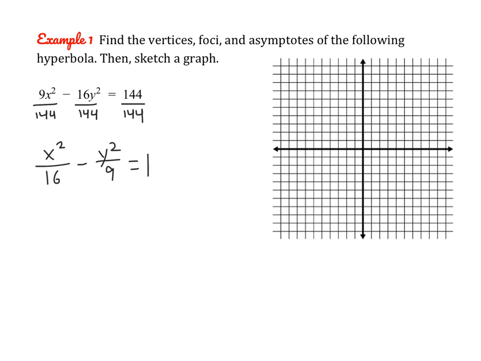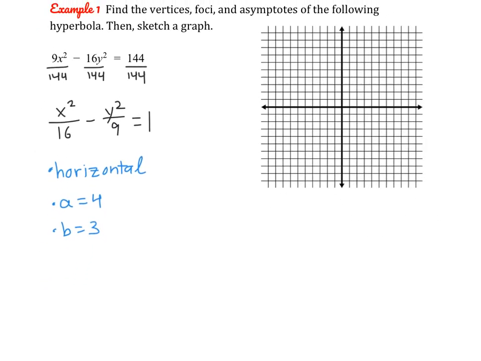So let's walk through the different steps together. The first thing I notice is that my x squared term comes first, so I know this is going to be a horizontal hyperbola. We can see here that a squared is equal to 16. Remember, the first denominator is always a squared, whether it's bigger or smaller, it doesn't matter. The first one is always a squared. So since a squared is 16, we know that a is 4. And since b squared is 9, we know that b is 3.